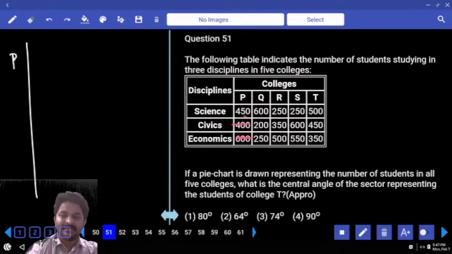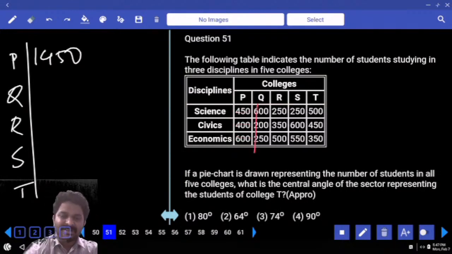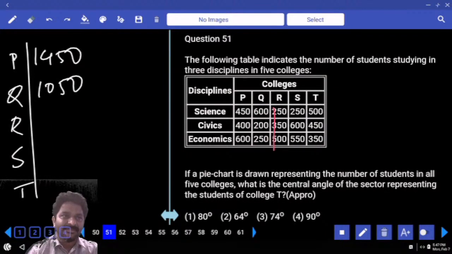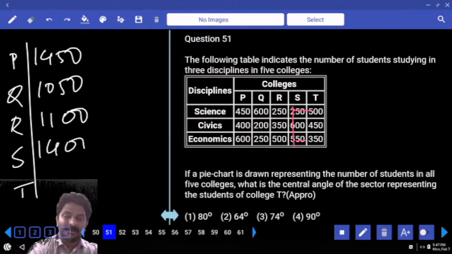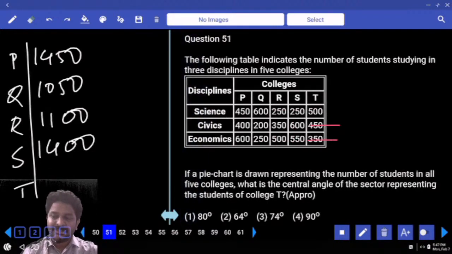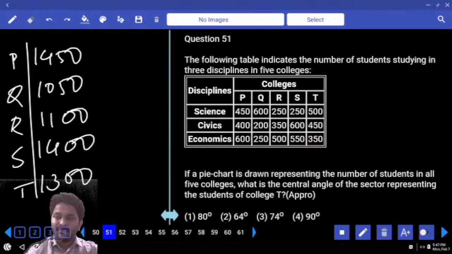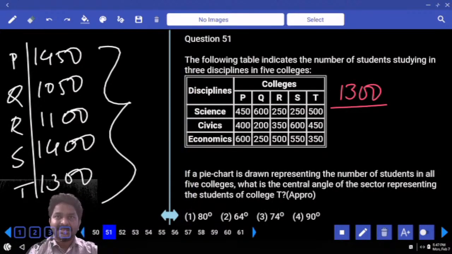For P, 600, 400, 1000, 450, 1450. PQRST. Okay, next. 1050. Next. 1000 plus 50, 1050. 1100. Next. 8 plus 5, 13 plus 50, 1400. Next. 450, 350, 800. 800, 500, 1300. So now we need to calculate 1300 with respect to all colleges, correct?